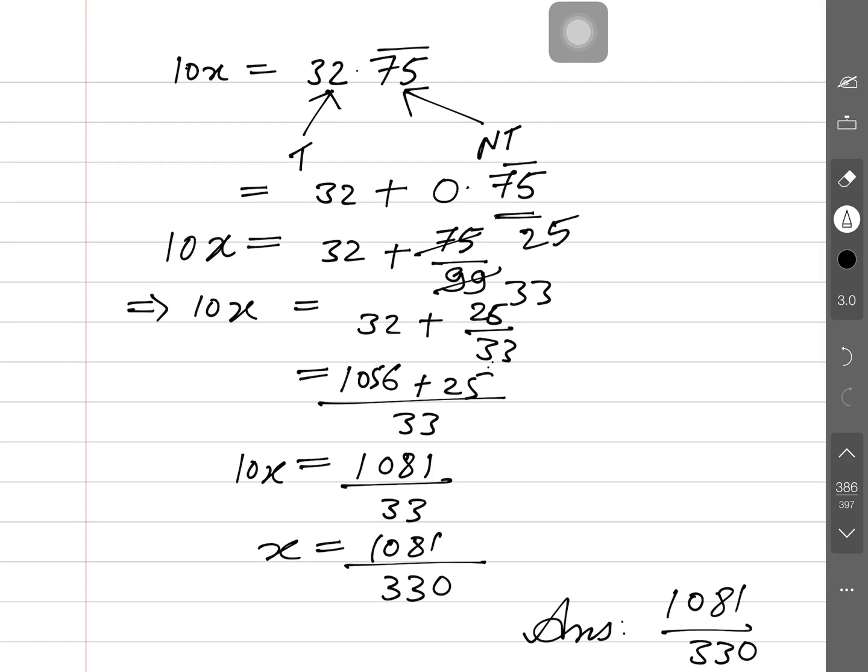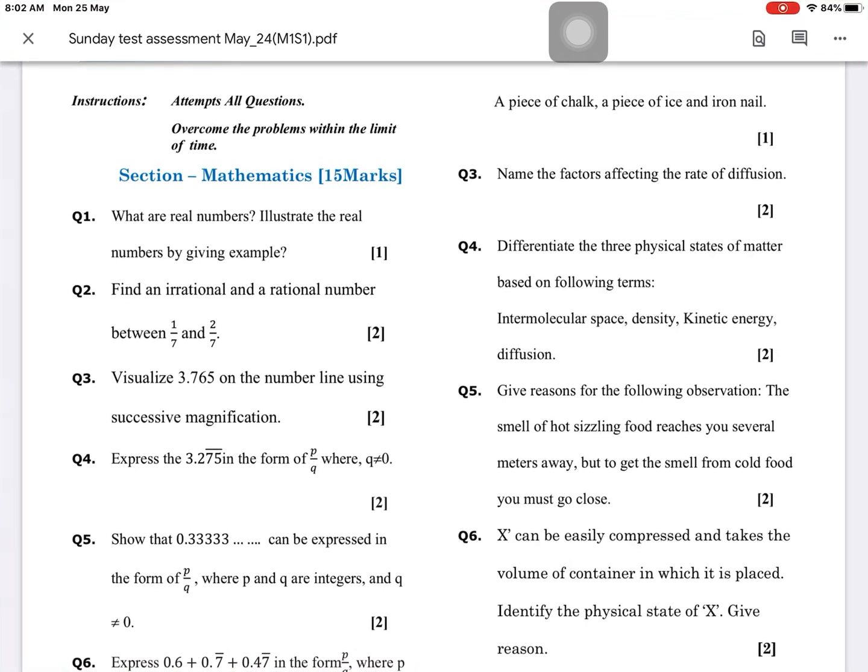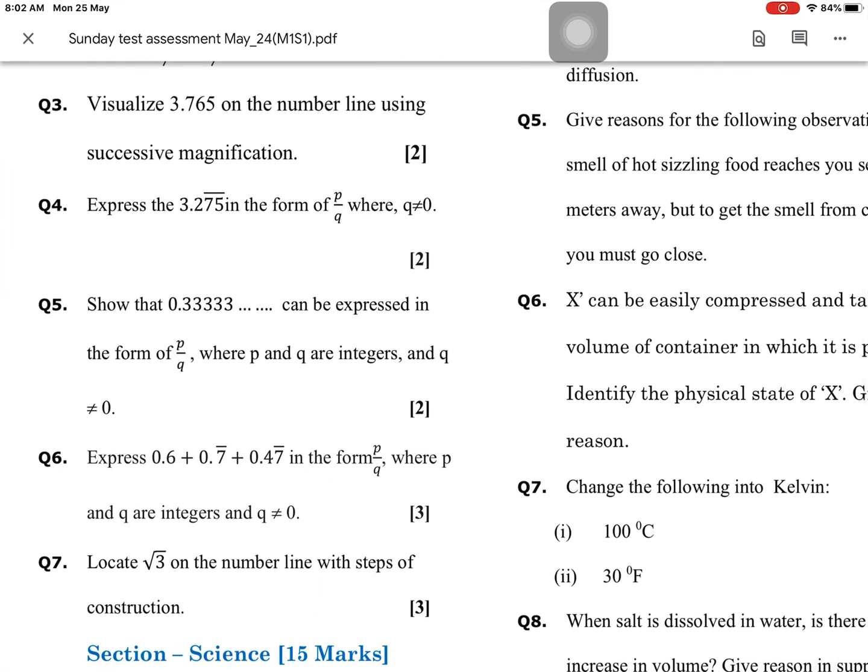Now next, question number 5. Show that 0.333 can be expressed in the form of P by Q. I think you have done this question. It is coming isolated, so you will need to use the method you have employed here. If you want to know this question again, please write to me on WhatsApp and I will tell you again. This is a very easy question.